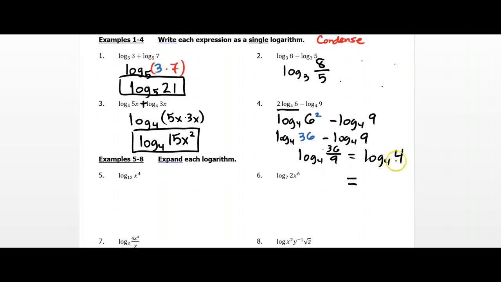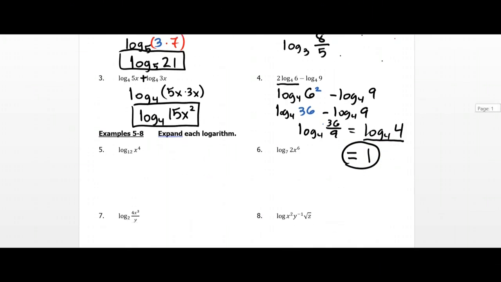Anytime your base and your argument match each other, we know the answer is going to be 1, because, again, 4 to the first power is equal to 4. So anytime you can easily simplify the log at the end, I want you to go ahead and do that. So in this case, your simplified answer would just be 1.